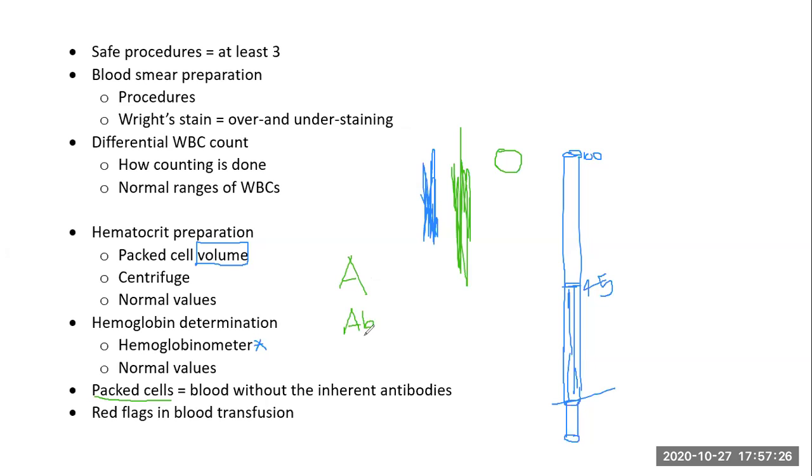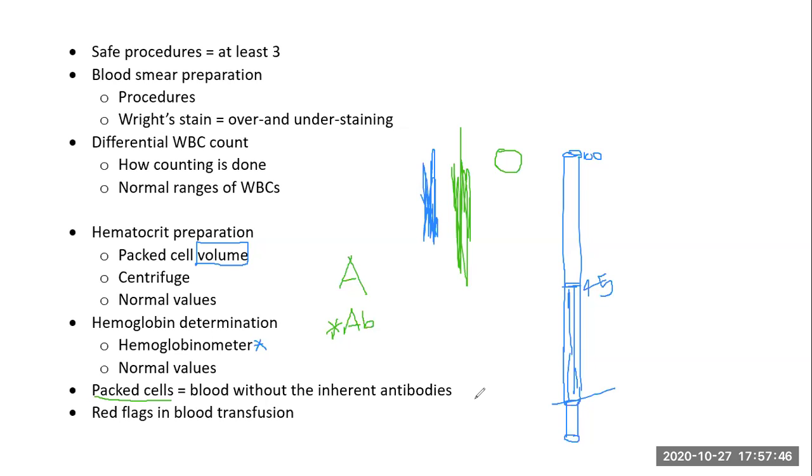We have antigens and antibodies. When we say packed cells from the blood, you keep the red blood cells with the antigens, but you remove the antibodies. That is called packed cells. When you say packed cells, it means blood without any antibody, like inherent antibodies.